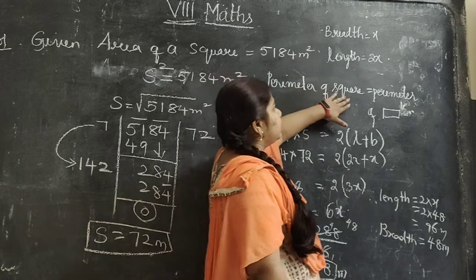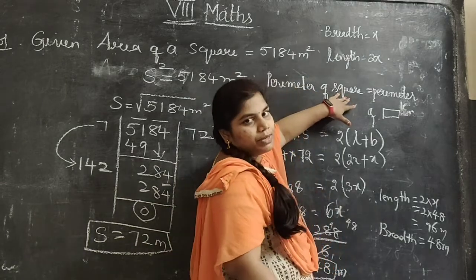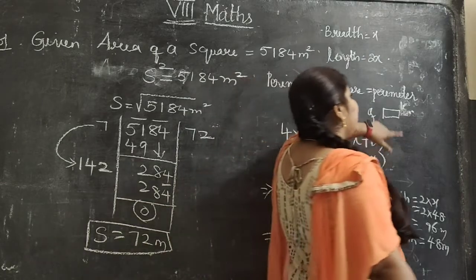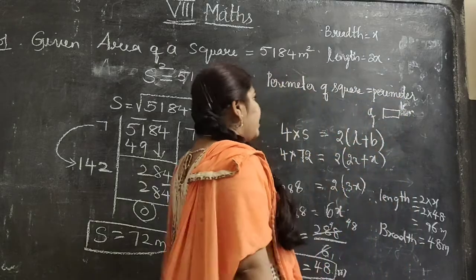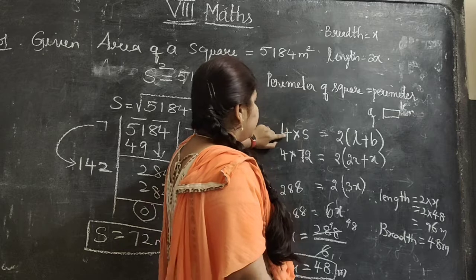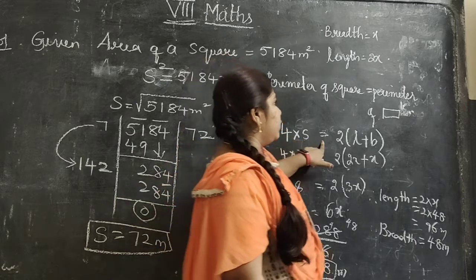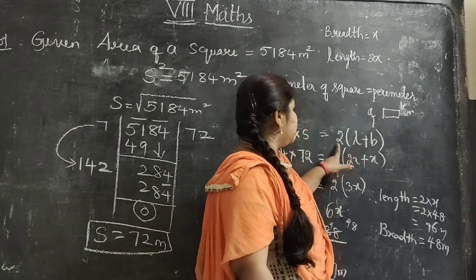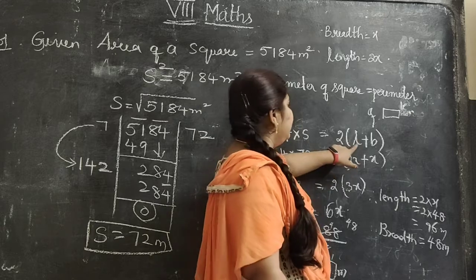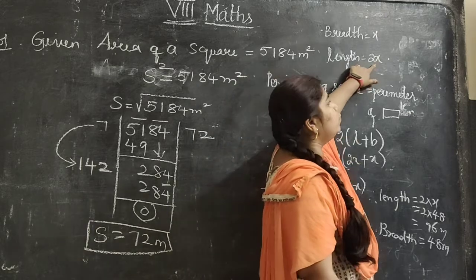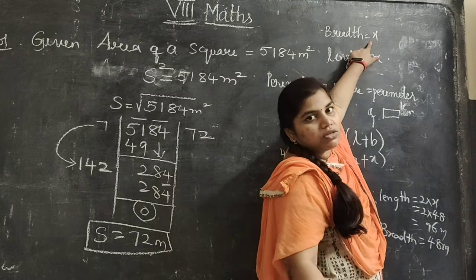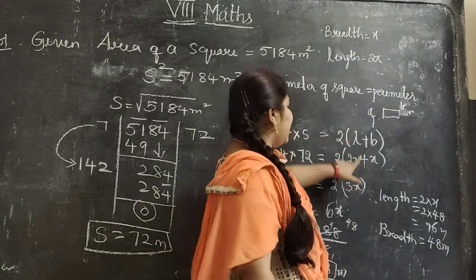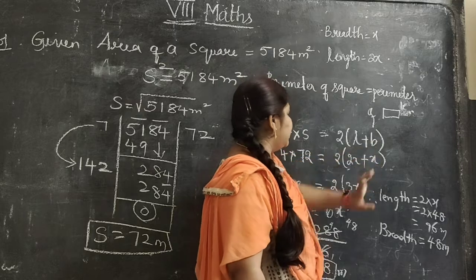Now by using this side value, we have to find the perimeter of a square. Already they told us that the perimeter of a square and the perimeter of a rectangle are the same. The perimeter of a square formula is 4 into s, and the perimeter of a rectangle is 2 into (l plus b). The length value they gave us is 2x, that is twice its breadth, and the breadth value is x because nothing was mentioned.